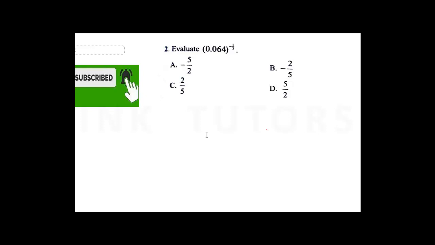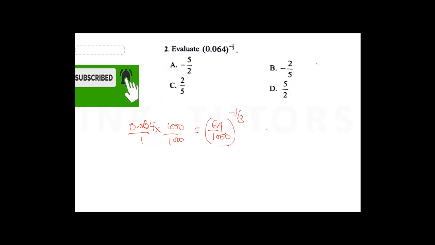evaluate this question raised to power minus 1 over 3. Now the first thing you need to do is convert this to fraction. That means you need to say 0.0064 over 1 times, multiply both numerator and denominator by 1000 if you need to get it to fraction. That will give you 64 over 1000. So this now means 64 over 1000 all raised to power minus 1 over 3.